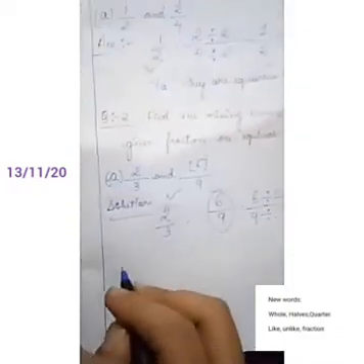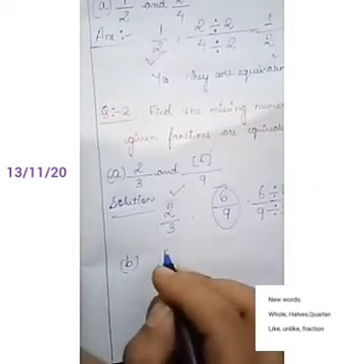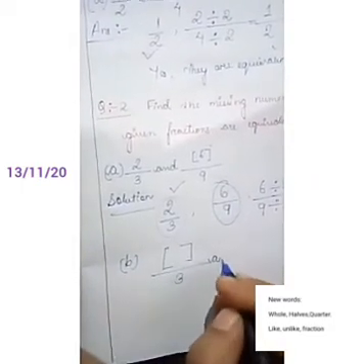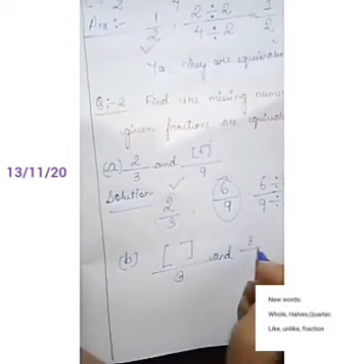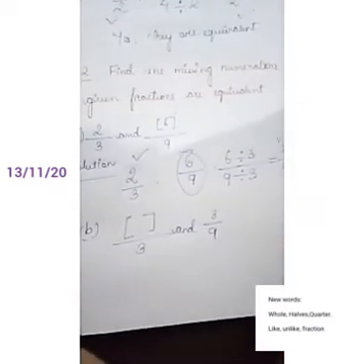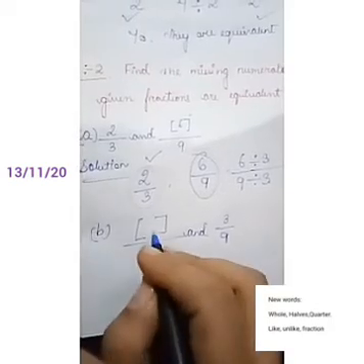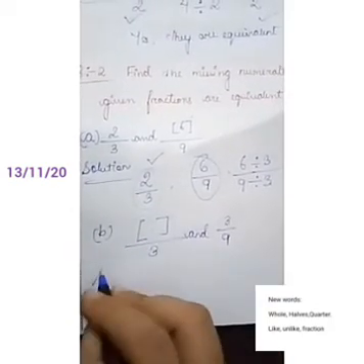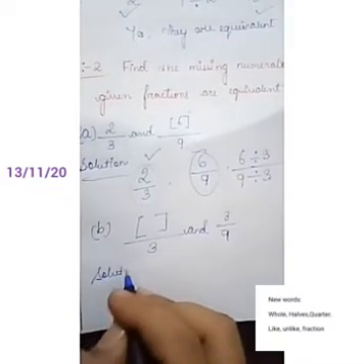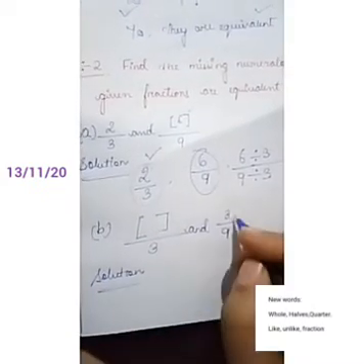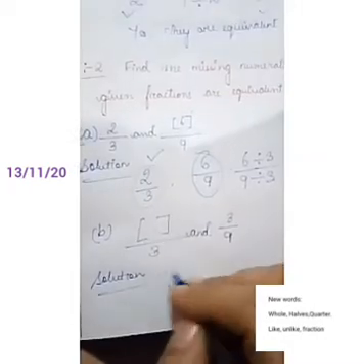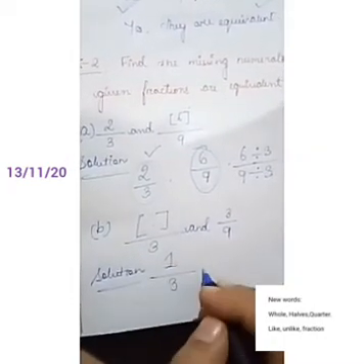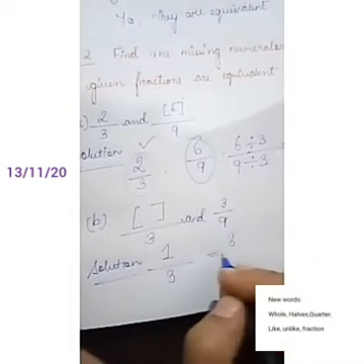Okay, let me take another example here. Question number B. Here also one numerator is missing, and 3 by 9 is given. Now you have to find the equivalent fraction, and you have to find the numerator. So how will you find out? What will come here? You got here 3 by 9. Can I write 1 by 3 equals to 3 by 9?